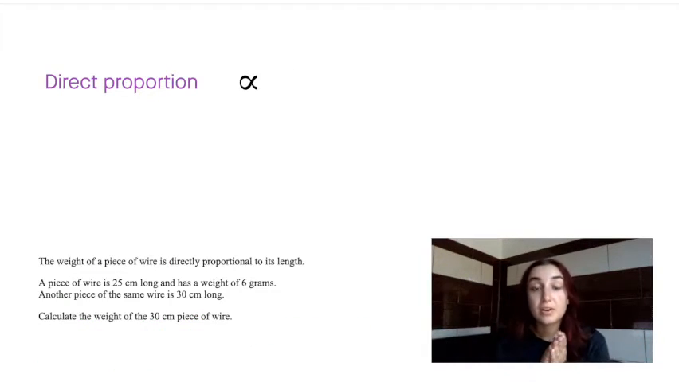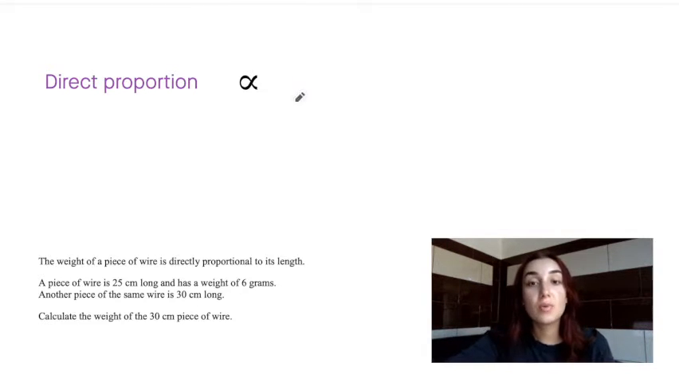First, let's talk about direct proportion. What does it mean when two numbers are directly proportional? It means that if one number increases, the other number will also increase at a constant rate. Alternatively, if one number decreases, the other number will also decrease at a constant rate.